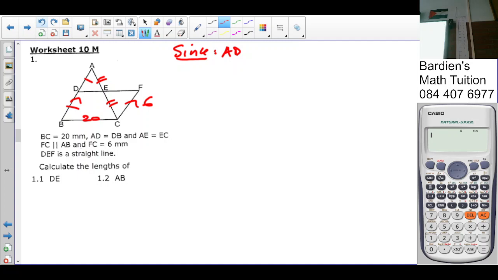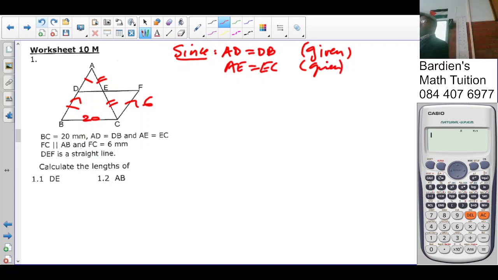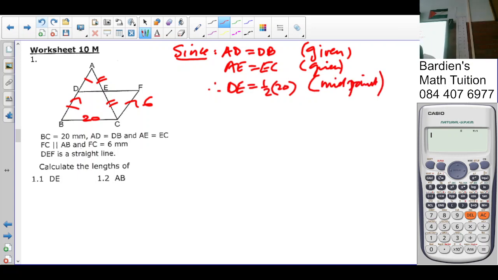we have to state it. Okay. So since AD is equal to DB, where is that coming from? That was given to us. And AE is equal to EC, given. So there is my argument for the midpoint theorem. Can you see that, people? Therefore, DE is going to be half of 20. Why? Because it is the midpoint theorem. You guys understand? Which makes it 10.